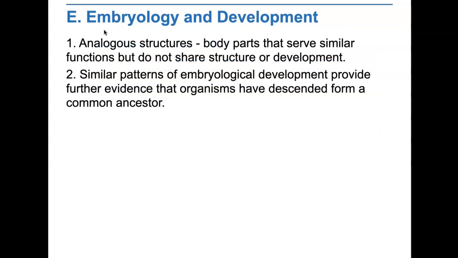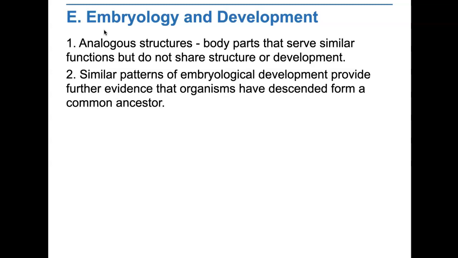Body parts that serve similar functions but do not share structure and development are called analogous structures. The wing of a bee and the wing of a bird are examples of analogous structures. Both are used for flight, but they grow and develop from different embryonic tissues.